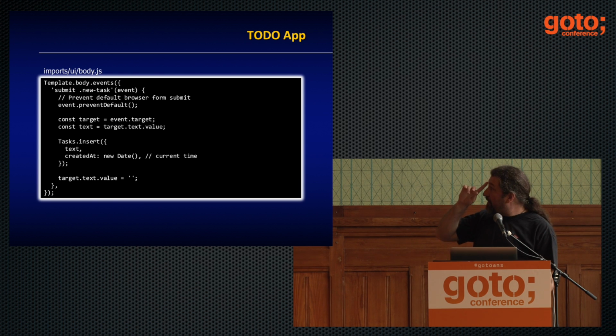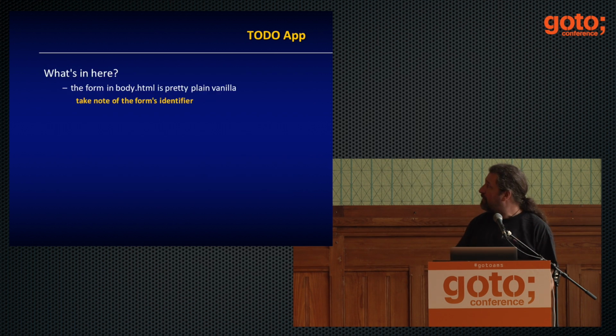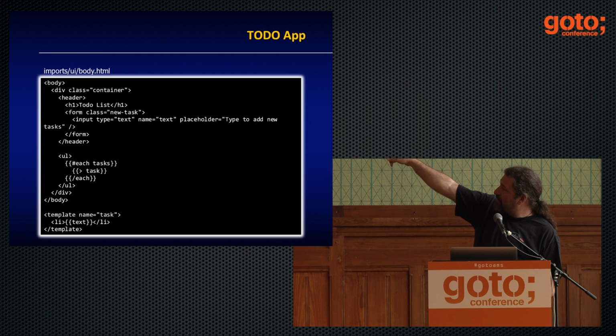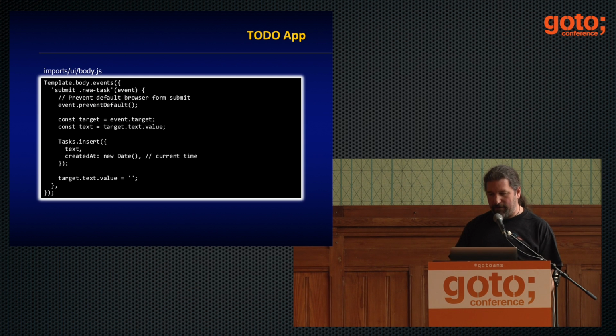So we need to define an event. And in here, again, imports UI body.js, template.body.events, and again, notice what I'm defining here is an object literal that uses CSS selector style syntax to specify the event and the actual entity in this particular case. Because notice I say submit.newTask, right? You see the CSS selector on the form here, new task. So this is how it's going to tie these two together, right?